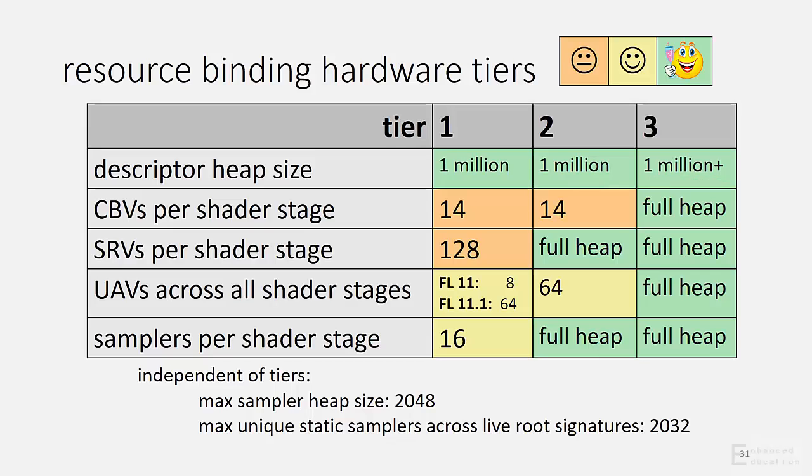What differs amongst the binding tiers is the number of a given descriptor type that can be visible per shader stage in the root signature. So taking constant buffers, for example, on tier 1 and tier 2 hardware, at most 14 constant buffer views can be visible per shader stage, like from a vertex shader, for example. The way that is enforced is when a root signature is declared, the sum of the constant buffer views across all descriptor tables visible to a particular shader stage can't exceed 14 in this case.